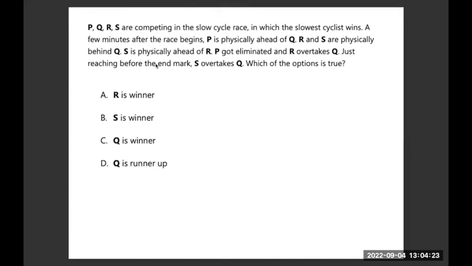This is also very simple. So P, Q, R, S are competing in a slow race, which means the slowest cyclist will win the race. The slowest cyclist will win the race, okay? Just remember this part. You might make a mistake. Slowest.